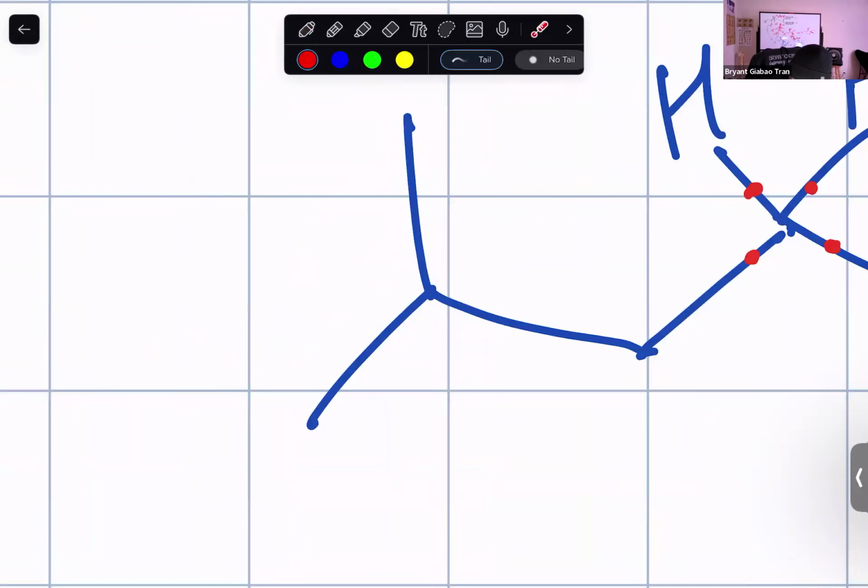How many hydrogens are attached to this carbon?